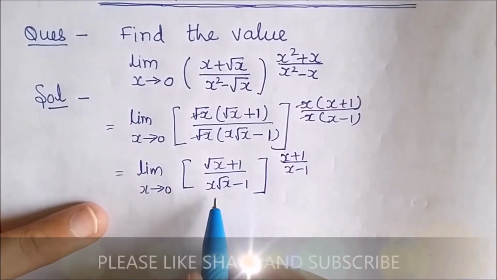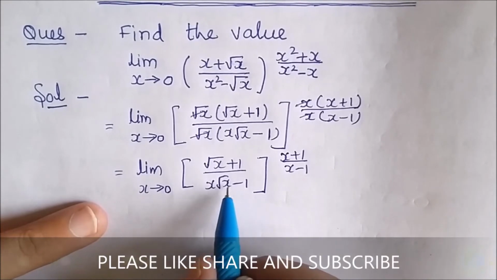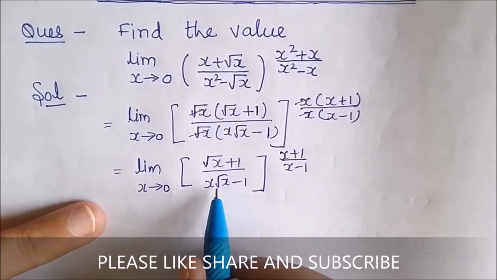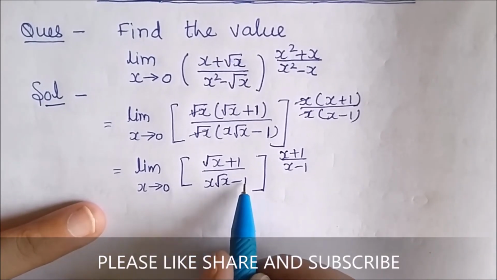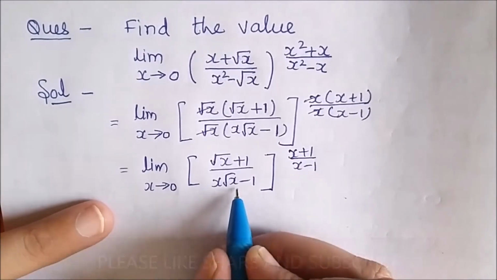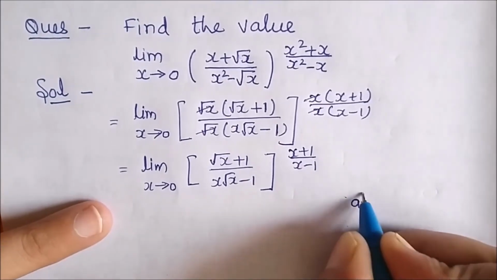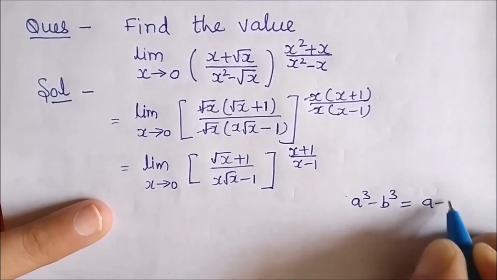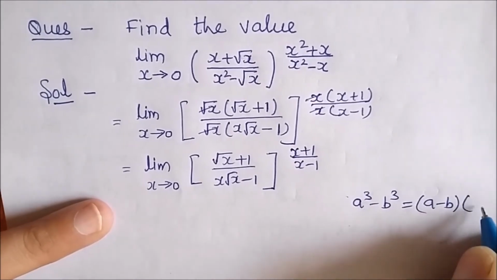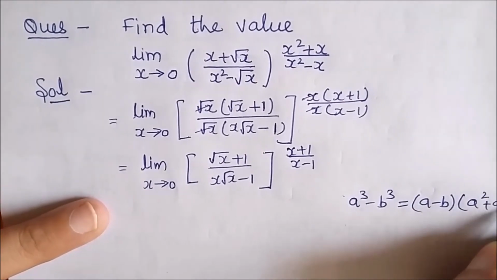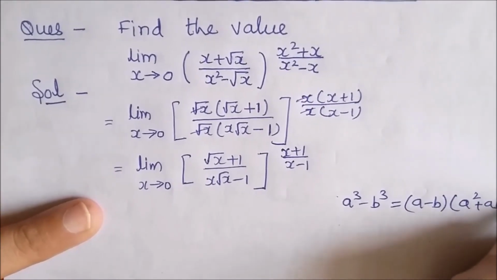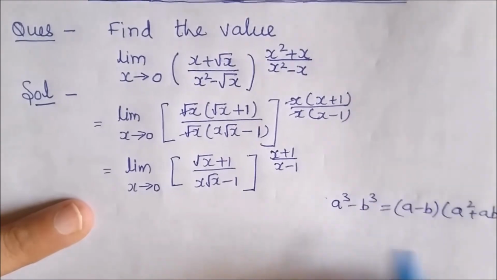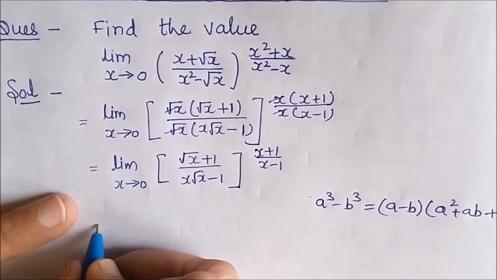By looking at the base function, clearly you can see that the denominator of the base function is, this is root x cube and this is 1 cube. In the denominator, we will be using the identity a cube minus b cube. A cube minus b cube is equal to a minus b multiplied by a square plus ab plus b square. So we will be using this identity in the denominator of the base function.